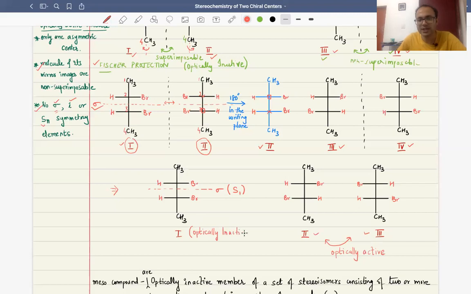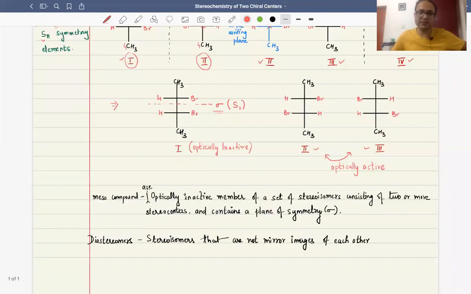Now, such stereoisomers which contain more than one stereocenter and are optically inactive because of the presence of symmetry elements like a plane of symmetry, we say such compounds are meso compounds. So here I have written down a small definition. Meso compounds are optically inactive members of a set of stereoisomers consisting of two or more stereocenters and contain a plane of symmetry.